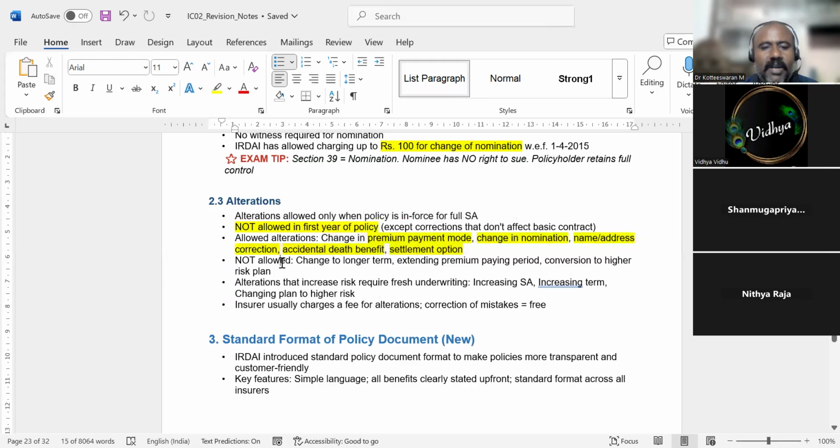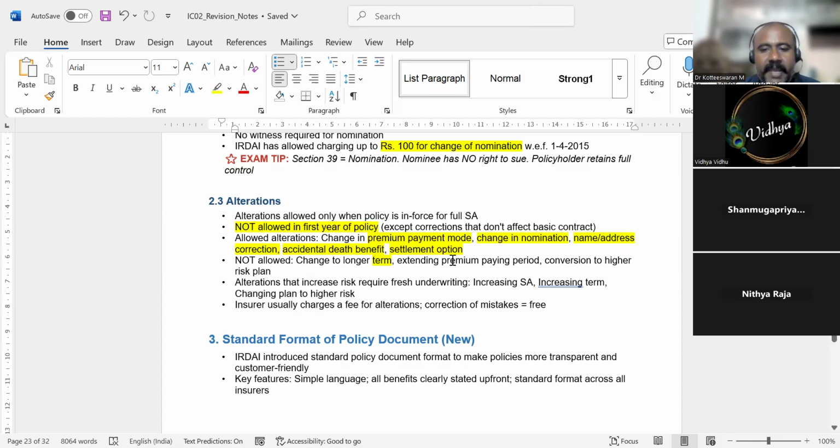Okay. What are the things you cannot change? You cannot change the term of the policy. You applied for a 5 years policy and now you want to increase that to a 10 years policy. No, you cannot change it. If you want to increase it to 10 years, you need to buy another insurance.